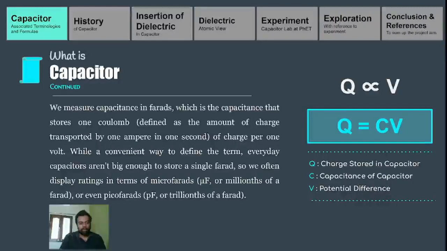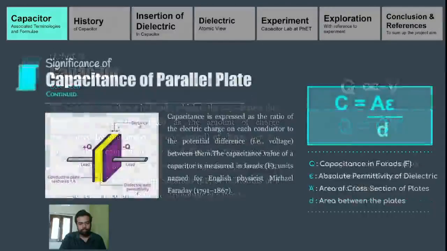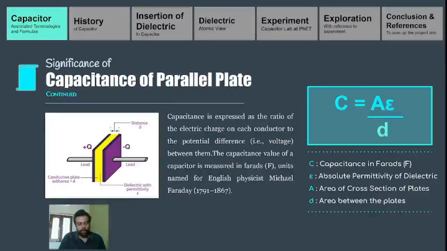So let me move forward. So here comes the main part. What we saw in the previous slide is that Q equal to CV. We might get an intuition that C is dependent on Q, that is the charge accumulated, and V, the potential difference, but it is not.